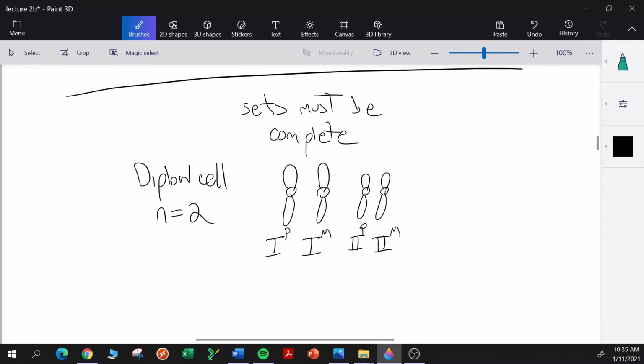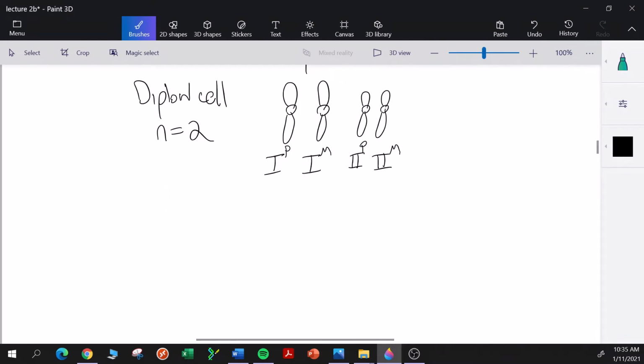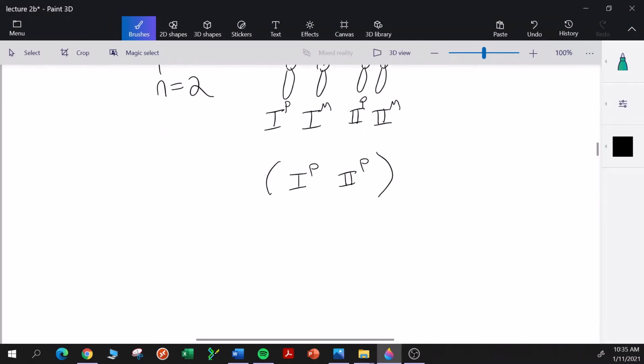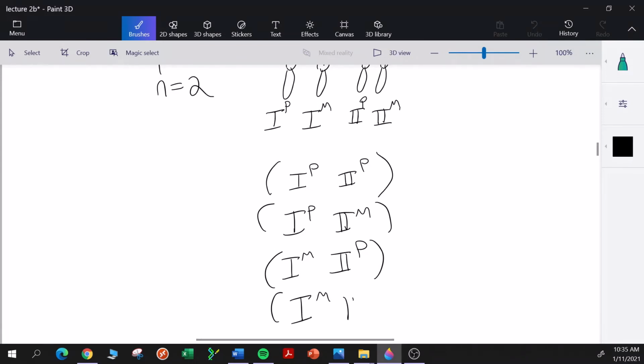So if this cell was to undergo meiosis, the meiotic product could contain what? It could contain 1p and 2p, so that's a complete set. 1p and 2m, that is a complete set. How about 1m and 2p? That is also a complete set. And we have one more: 1m and 2m. That is also a complete set.